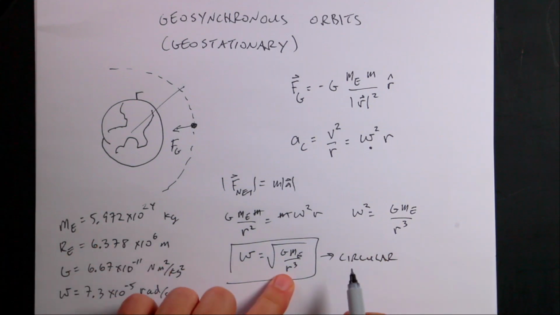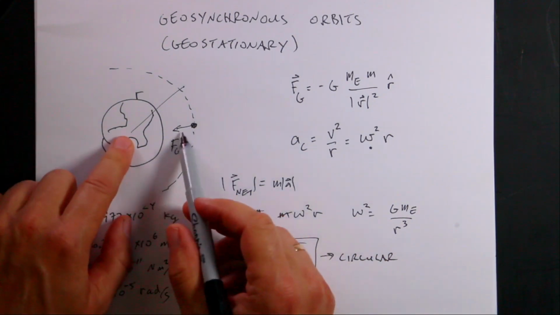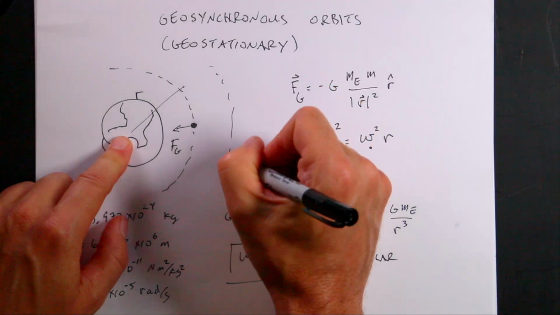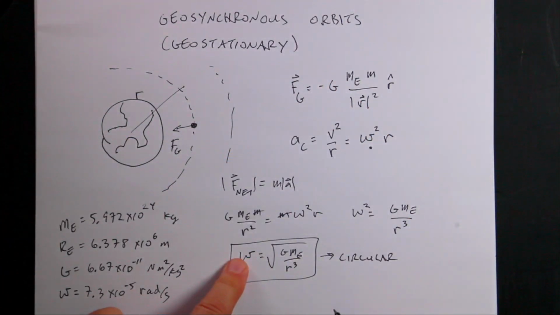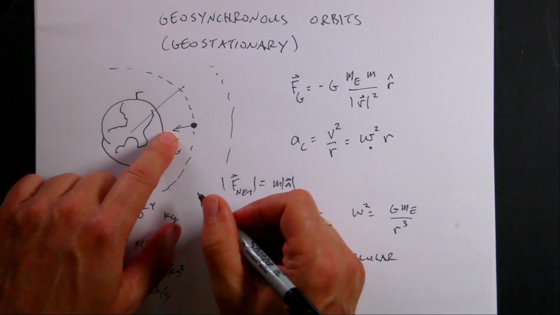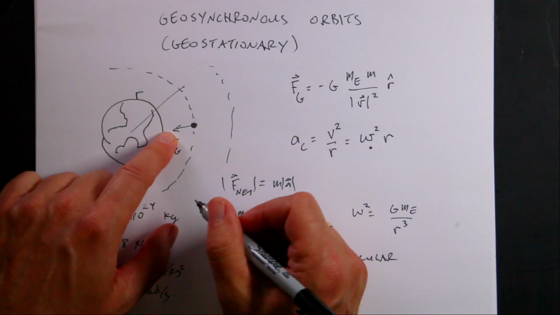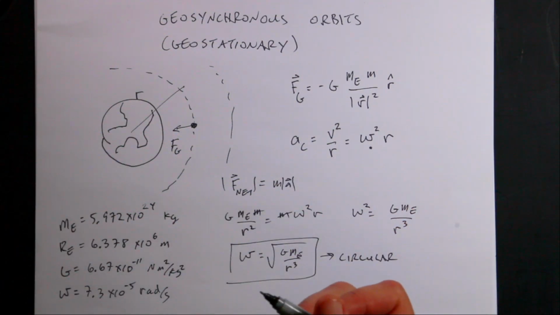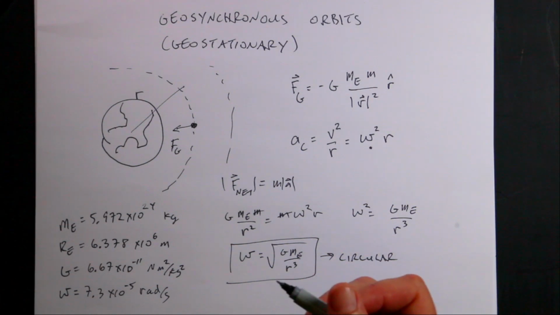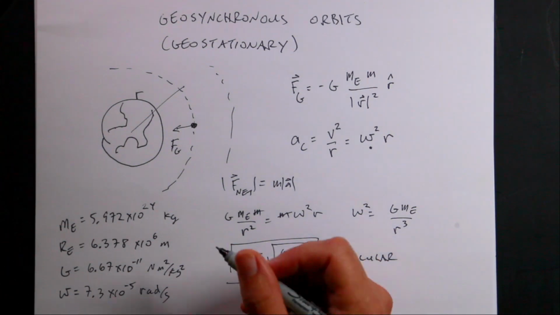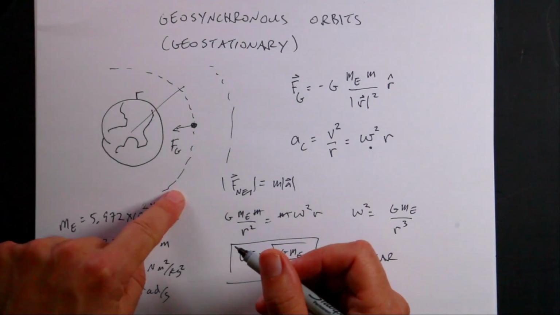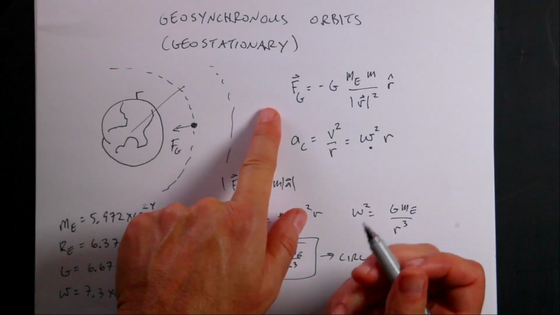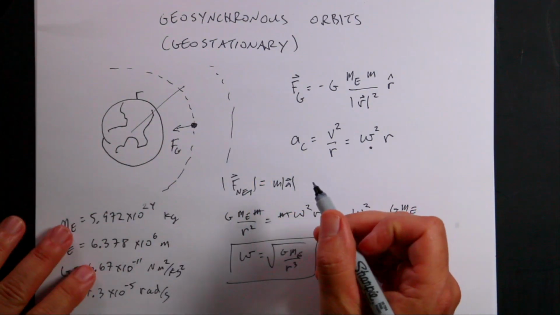So what would happen if I increase my orbital distance? I want to go up here. Well, if I increase r, omega gets smaller. If I'm at the orbital altitude of the space station, then the angular velocity is very high. It just takes about 90 minutes to make one complete orbit. So as I move further and further away, it takes longer and longer to move one orbit.